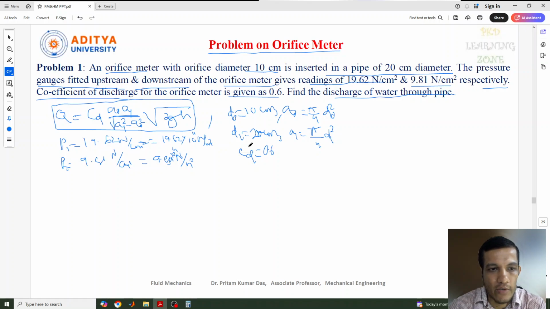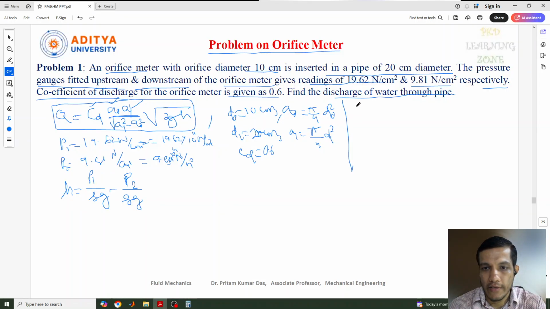In this equation, which value is unknown to me? CD is given, A0 I can find out here, A1 I can find out here, 2 is known, g is constant. Only the h term is not given here, so that I need to find out. Okay, so we know that h equals the differential head, that is nothing but P1 by rho g minus P2 by rho g. This came from the Bernoulli's equation also. During the derivation I have told this. So now we need to find out P1 by rho g.